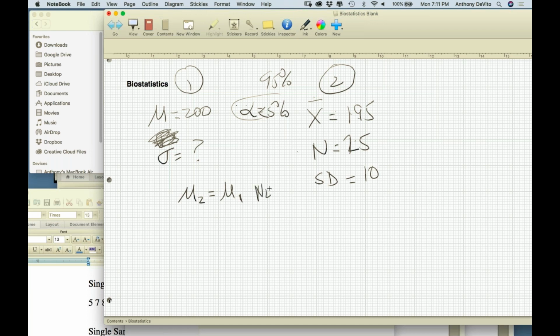What hypothesis is that? That's the null hypothesis. My alternative hypothesis is that they're different: mu2 is not equal to mu1. Am I predicting whether one is bigger than the other? No. So this is a two-sided, or two-tailed, hypothesis. This is our alternative hypothesis.